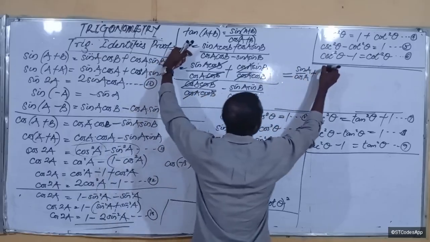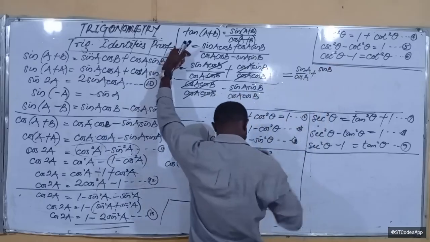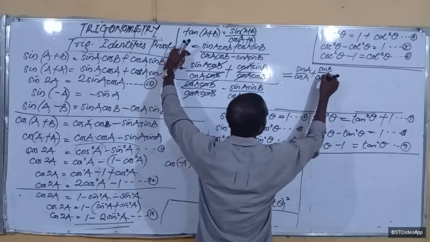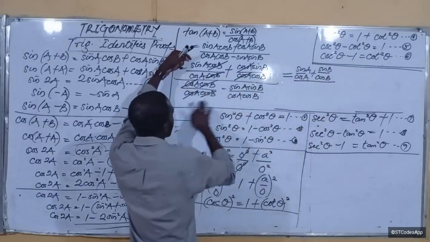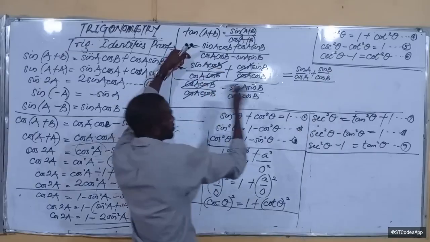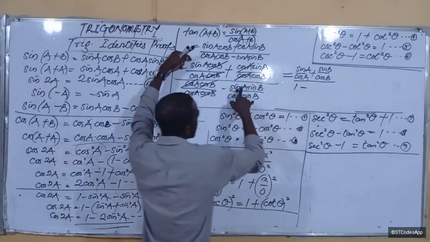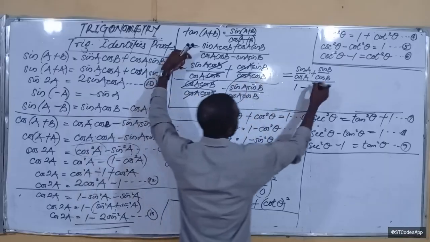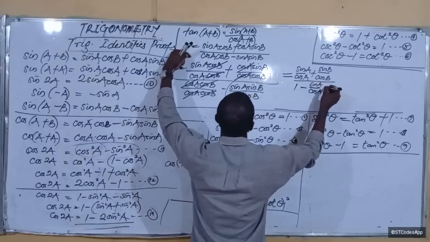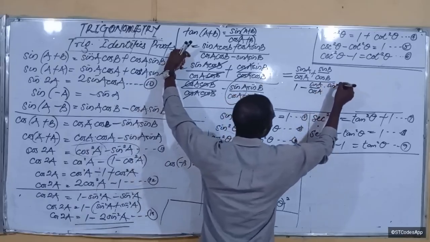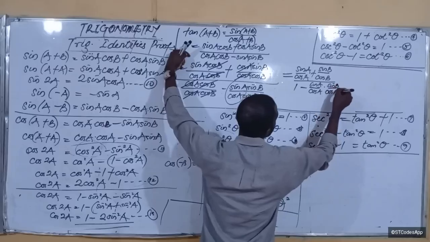Plus here, what do we have? We have sine B over cos B left there. Then all over here, what do we have left? Nothing, 1. Everything has cos, so it's 1 that is left there. Minus, here, what do we have? Let's separate here. We have sine A over cos A times sine B over cos B.